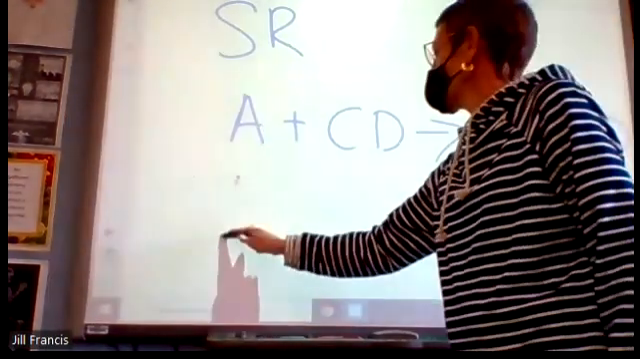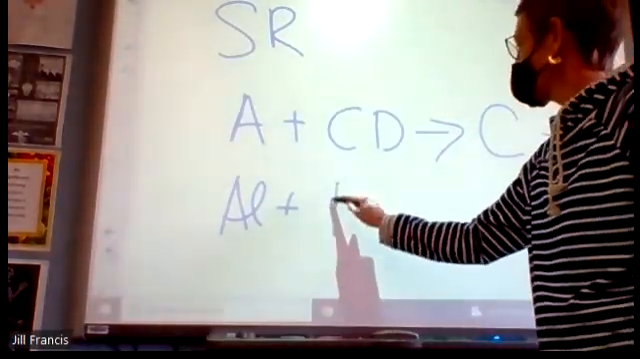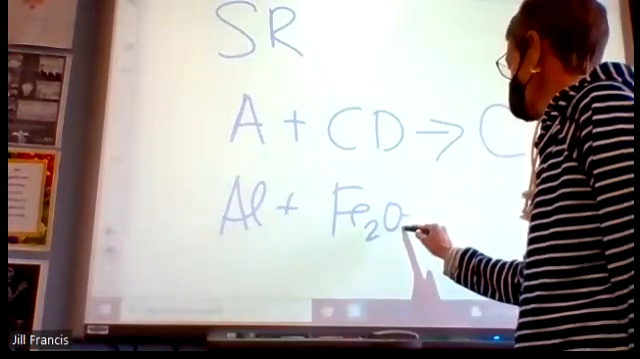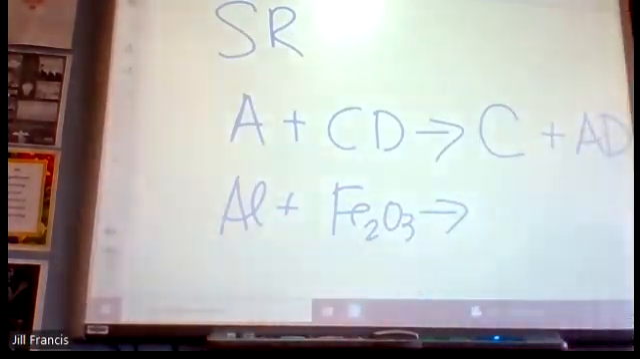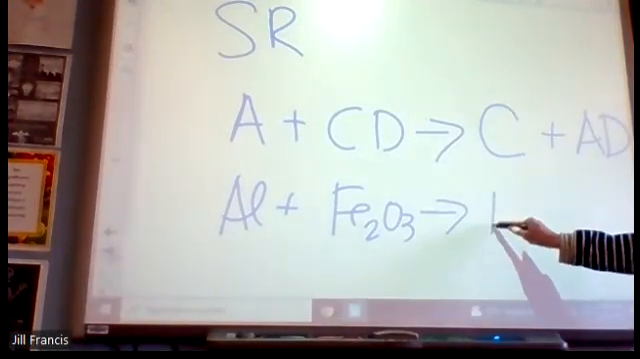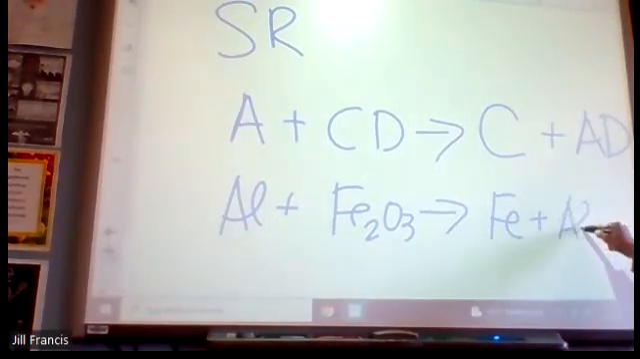So the one that's in your homework, you have Al plus Fe2O3. Element all by itself, compound. Then the aluminum and the iron switch spots. Iron is then by itself as an element, and aluminum goes with oxygen, and you get a new compound.